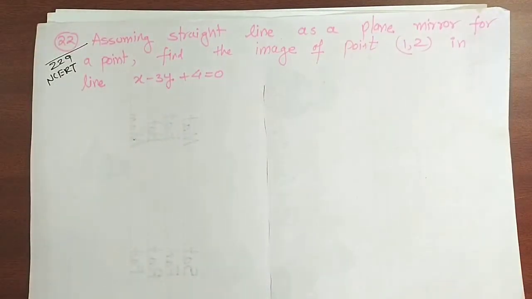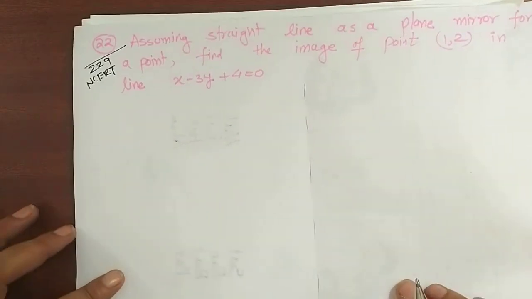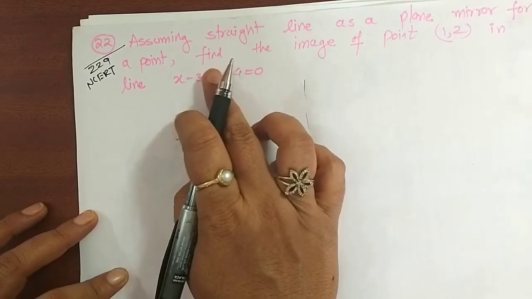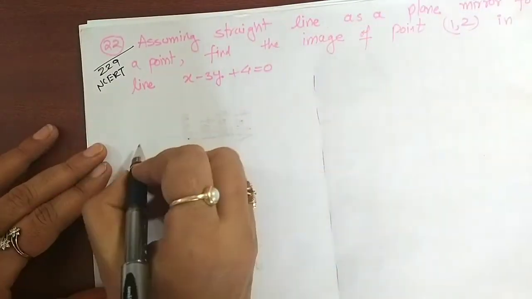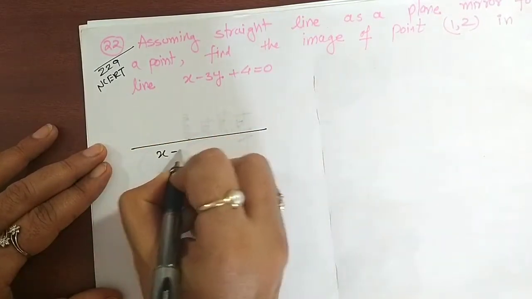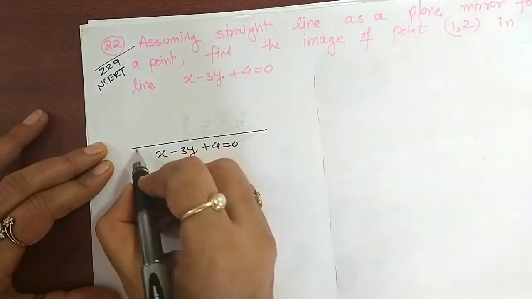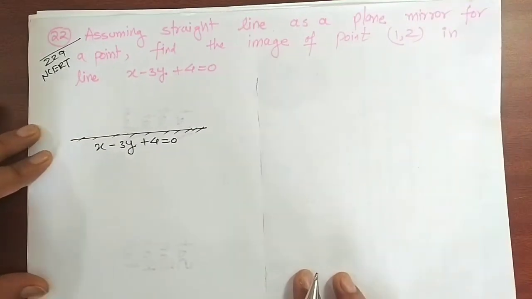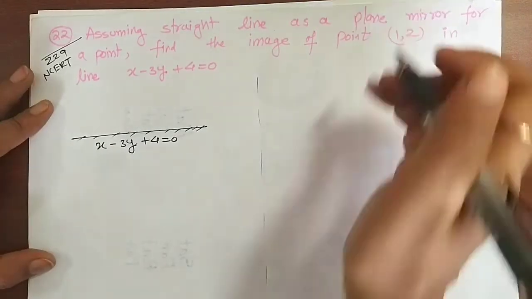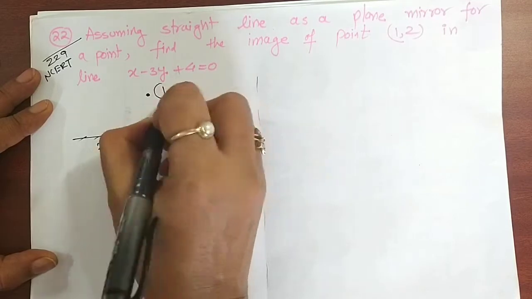Assuming the straight line as a plane mirror, for a point (1, 2), find the image of point (1, 2) in this line. So this question looks like this. Suppose this is the line x minus 3y plus 4 is 0. If this line is working like a mirror, we have to find the image of (1, 2). Suppose somewhere there is this point (1, 2).